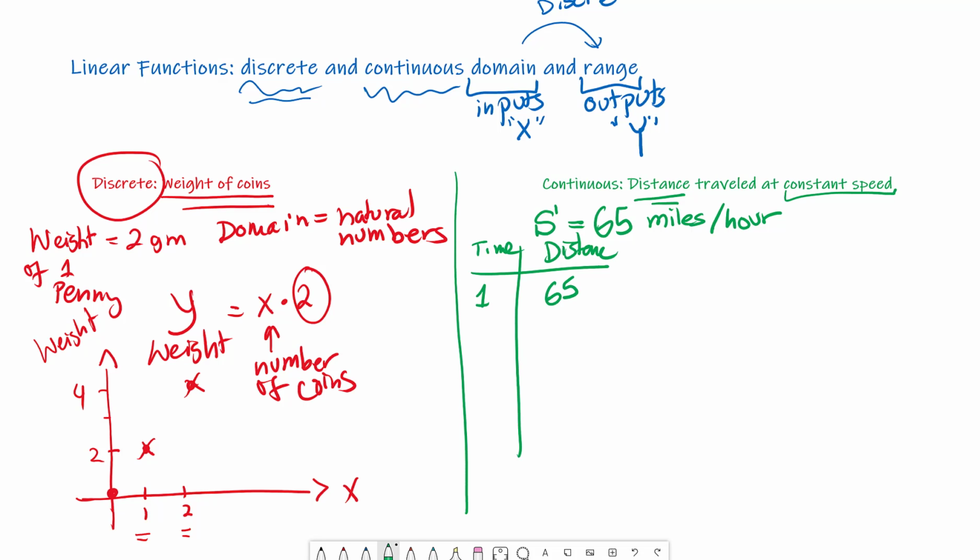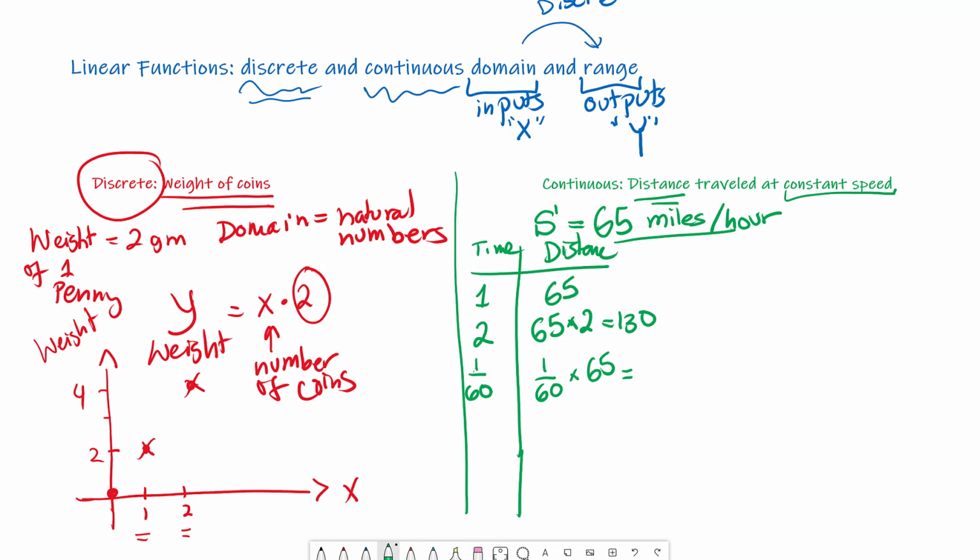Because we went a full hour at this speed. If we travel 2 hours, we will go a distance of 65 times 2, which is just 130. But we can also travel 1 minute, right? What if instead of an hour we travel 1 minute? 1 minute is a 60th of an hour, right? In that case, the distance we travel is 1/60th times 65, right?